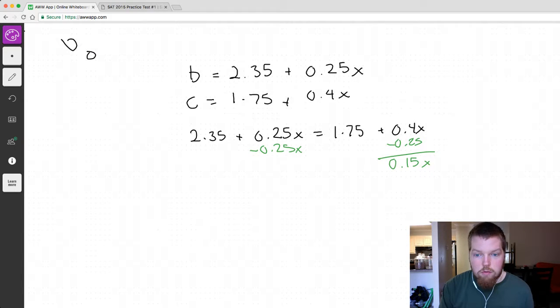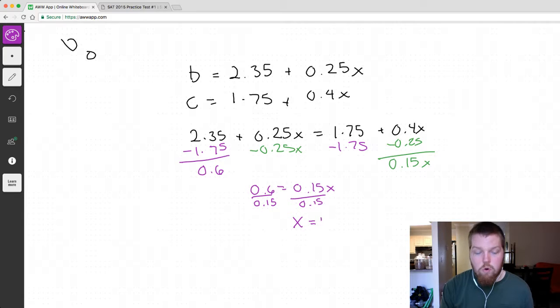Then let's subtract 1.75 from both sides. I'm going to get 0.6. So what's left over is 0.6 equals 0.15x. We'll divide both sides by 0.15. We'll get x equals 4.